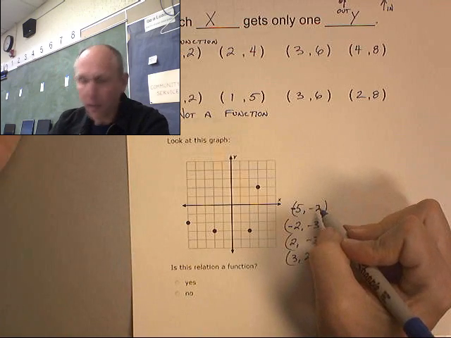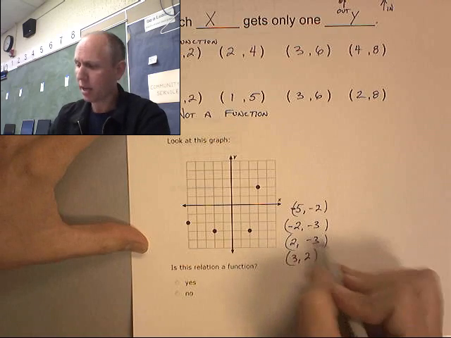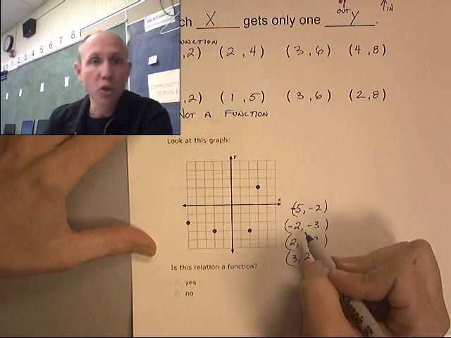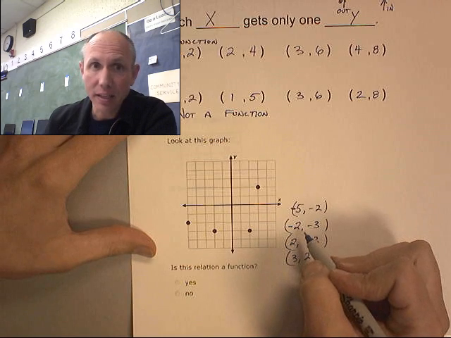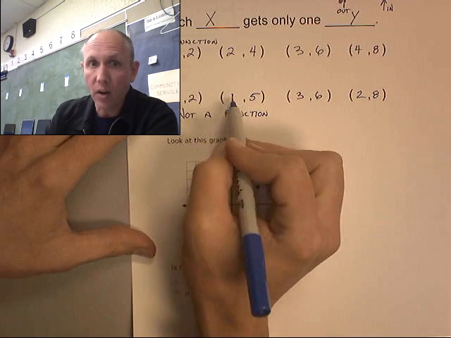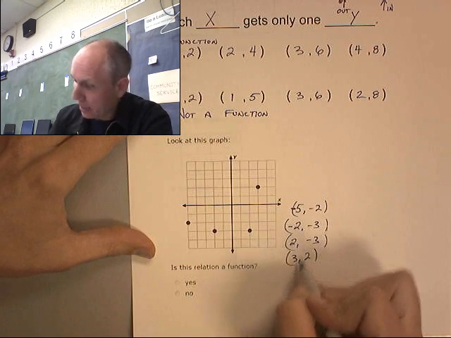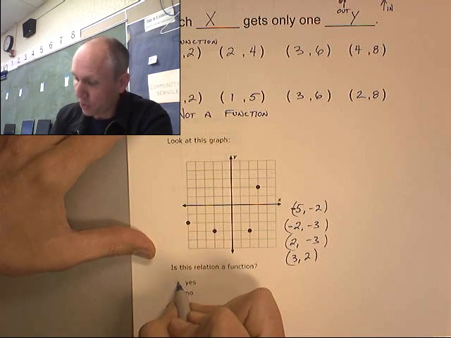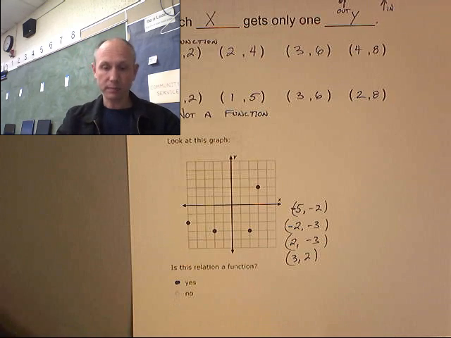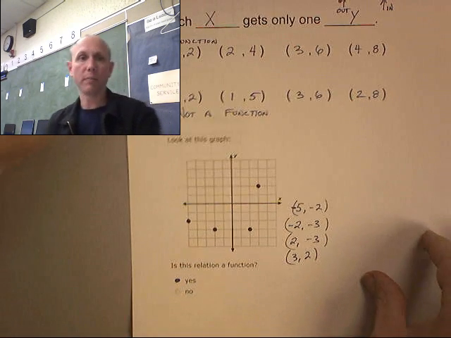I put in a negative 5, out comes a negative 2. Great. I put in a negative 2, out comes a negative 3. Great. I put in a 2, out comes a negative 3. That's okay. It's when I start duplicating my x's that things are going to get crazy. This was in goes 1, out comes 2, in goes 1, out goes 5. Crazy. This is good. This is a function. Yes, this is a function. Now, I'm going to mess it up. Actually, I'm not going to mess this one up. I'm going to go on to another problem.